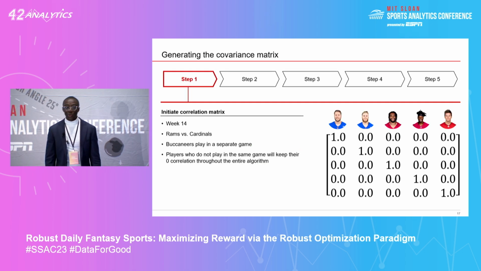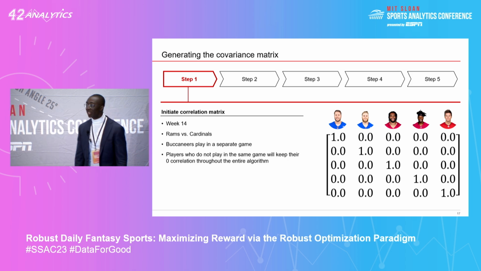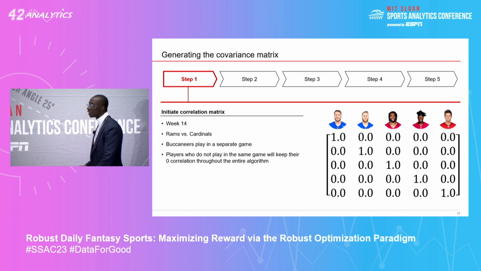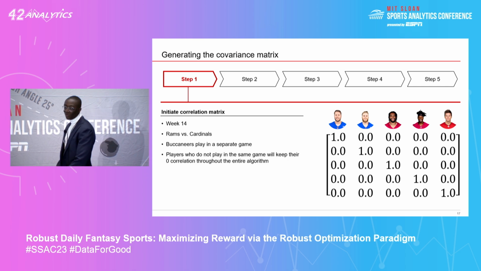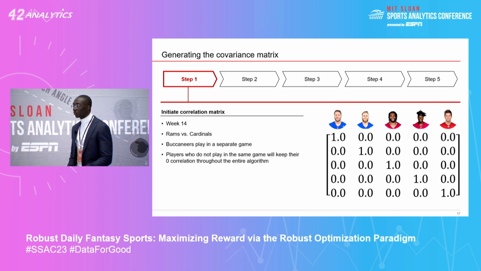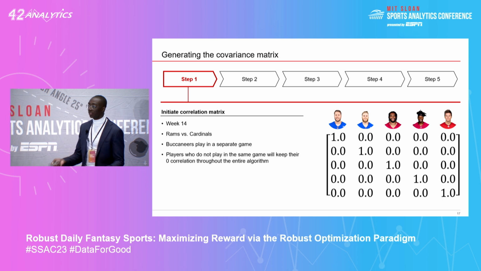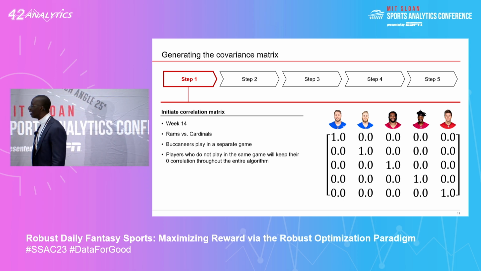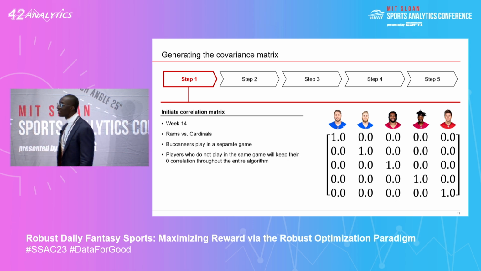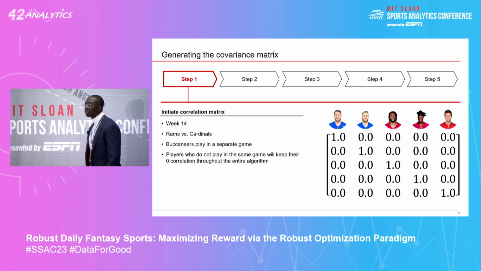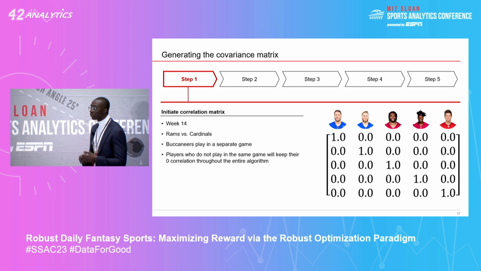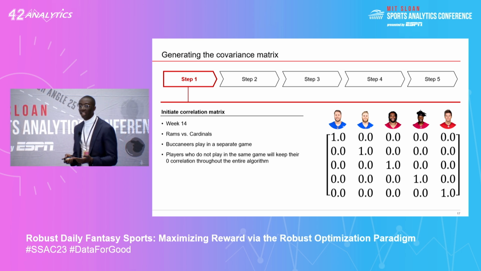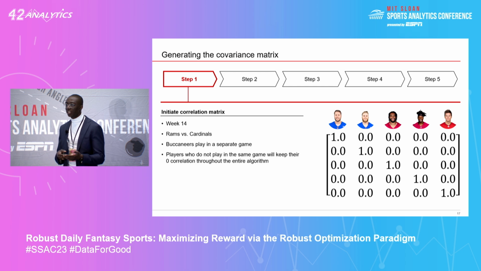Okay, so I have a toy scenario to illustrate the way that I put together the covariance matrix. Let's say we're sitting in week 14, which means we're only going to be able to use data from week 1 to week 13. And the Rams are playing the Cardinals. The Bucs are also playing, but that's less important. And we're going to start with 2 points. The first is that we're going to assume that players who don't play in the same game, their errors have no bearing on each other. We're going to assume their covariance is 0.